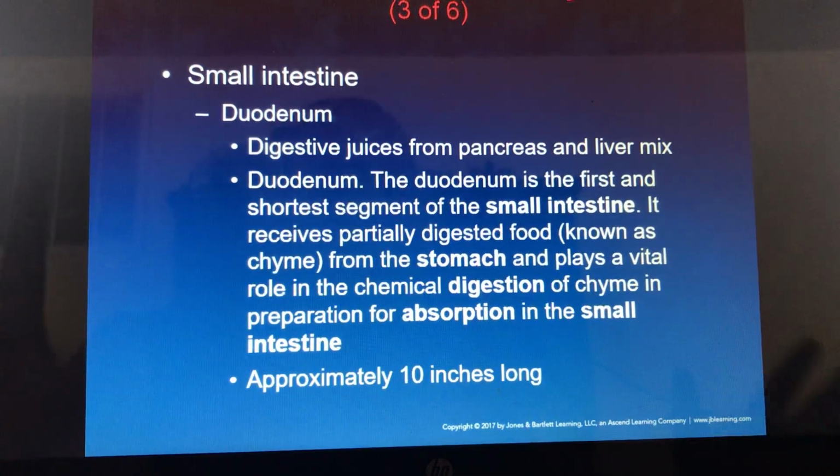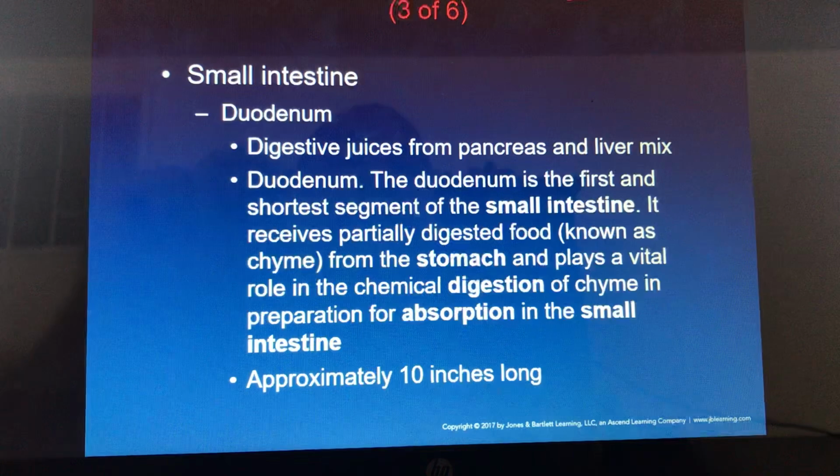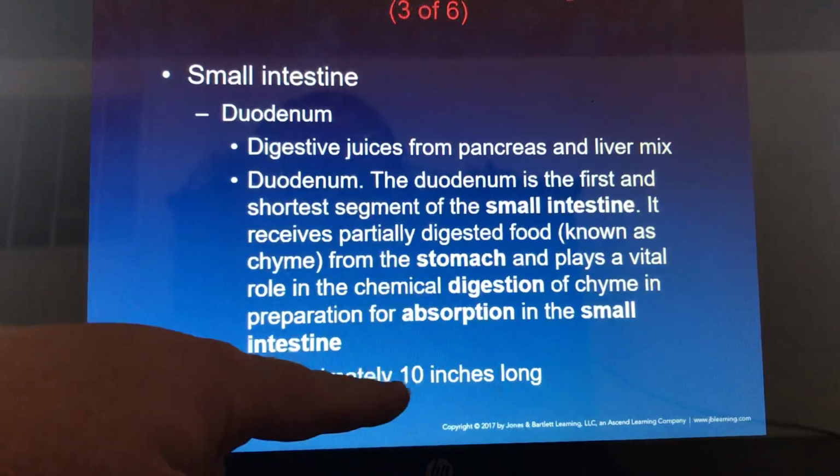So we've got all the accessory muscles that help with digestion. So we've got the chyme coming in, the bile, digestive juices, all from the liver and the gallbladder and the pancreas. So you have all of this chyme and stuff now mixed in together. So you have the first section of the small intestines. It's only 10 inches long.